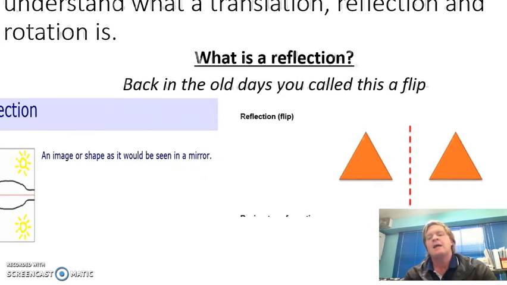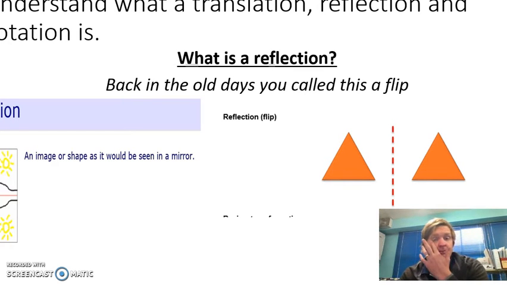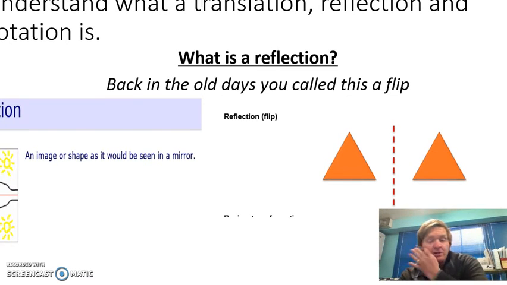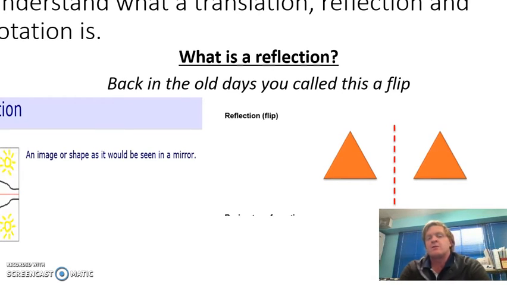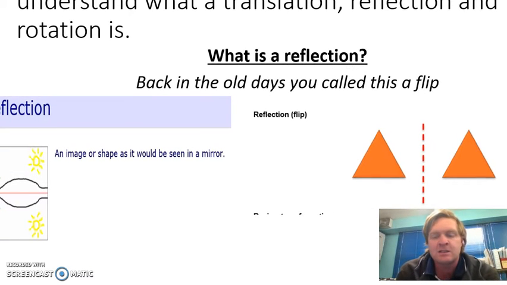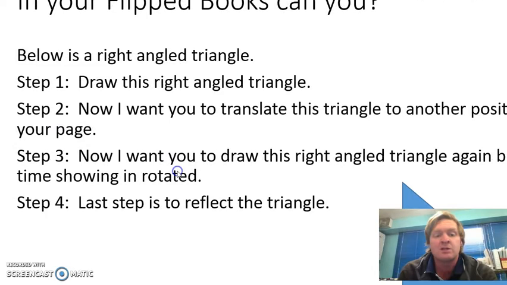Here's another example of a reflection. You can see the reflection line in the middle, and we can see the reflection of the triangle is exactly the same, except positioned a little bit closer.